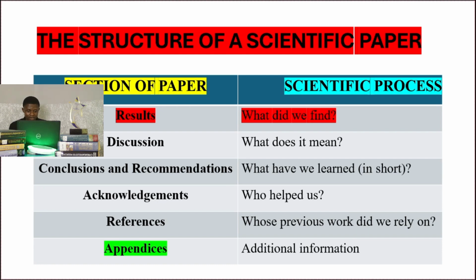And then appendices. The appendices talk about other information. The information can be the ethical clearance, your tables and your figures. So this constitutes the structure of a scientific paper or a project work.